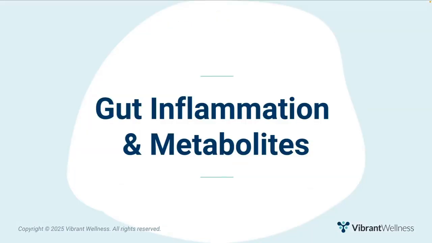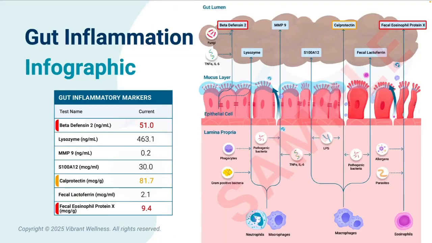Finally, let's cover the gut inflammation and metabolites panel. The next section is the gut inflammation infographic. The gut lumen serves as a vital interface between the body and its microenvironment, acting as a critical front line for immune and inflammatory activity. As you can see in the infographic, immune cells such as macrophages, neutrophils, and eosinophils release markers at this interface, offering pivotal insights into gut inflammation and the body's defense mechanisms.